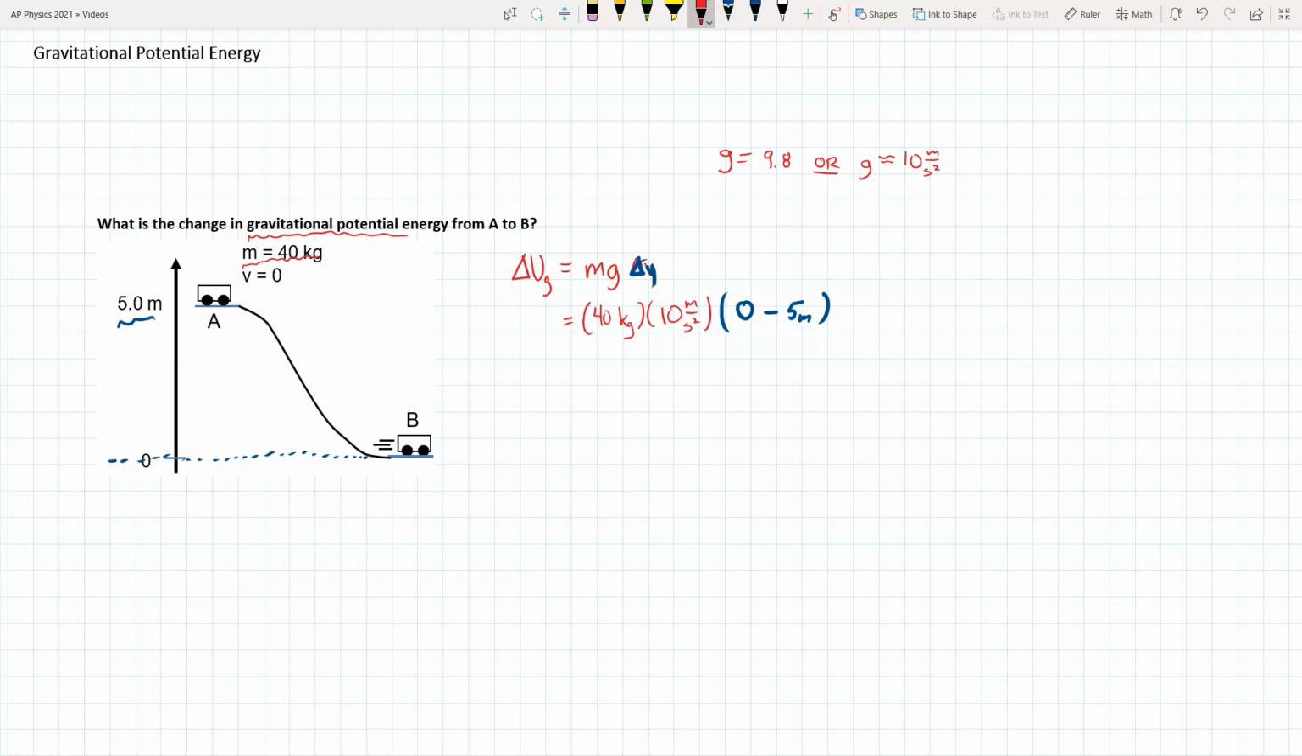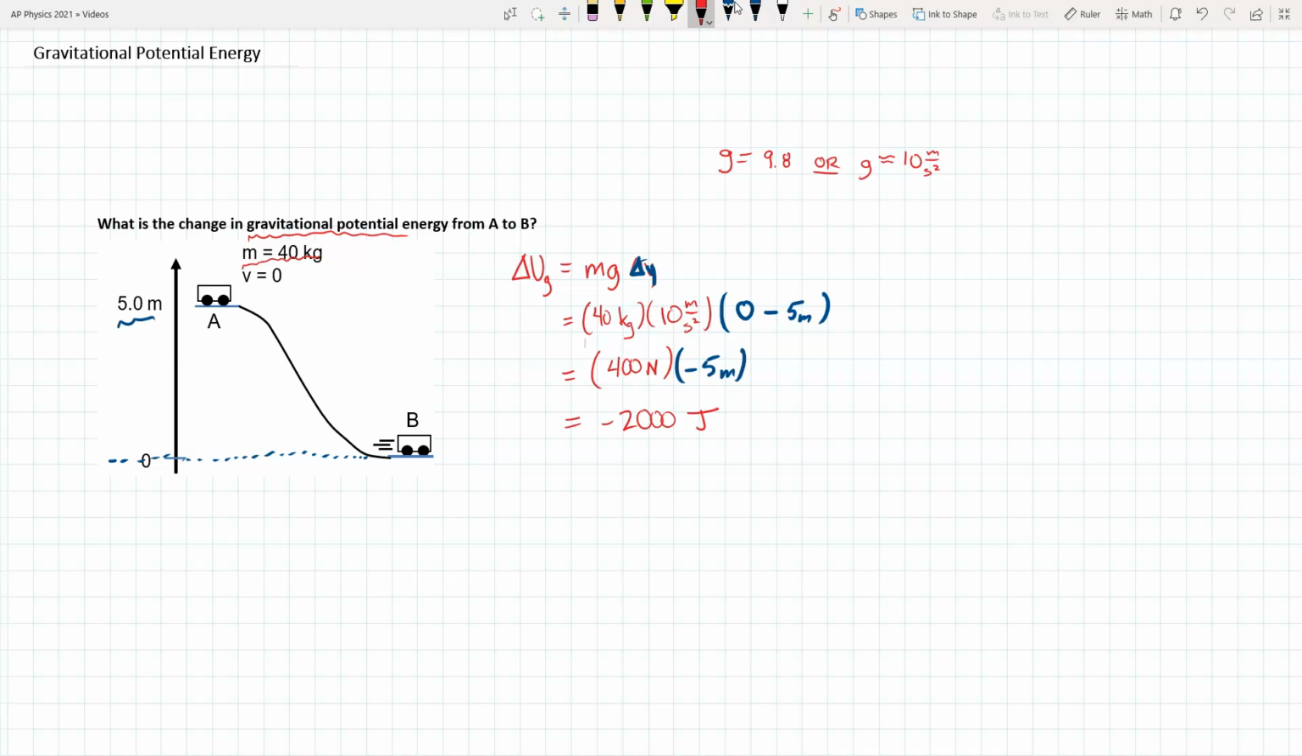And let's go back up here. Now 40 times 10 gives us a force of 400. Remember, a mass times an acceleration would be newtons. And then 0 minus 5 would be times negative 5 meters. So far we have a newton times a meter. So altogether this would equal negative 2,000. And a newton times a meter would be a joule.